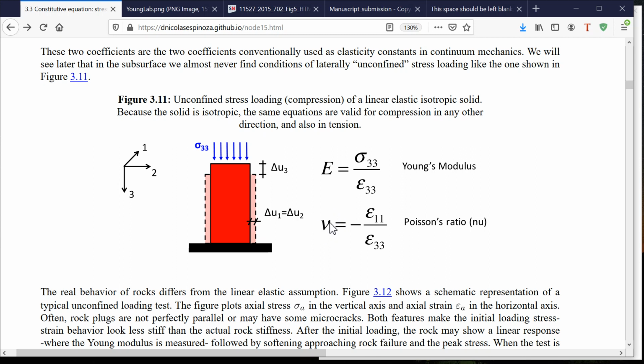So most materials and rocks are going to have a positive Poisson ratio. There are some weird materials out there that have a negative Poisson ratio, but we're not going to deal with those. So you should expect to see this Poisson ratio vary between 0 and 0.5. We'll see the differences and the reasons for that in a little bit.